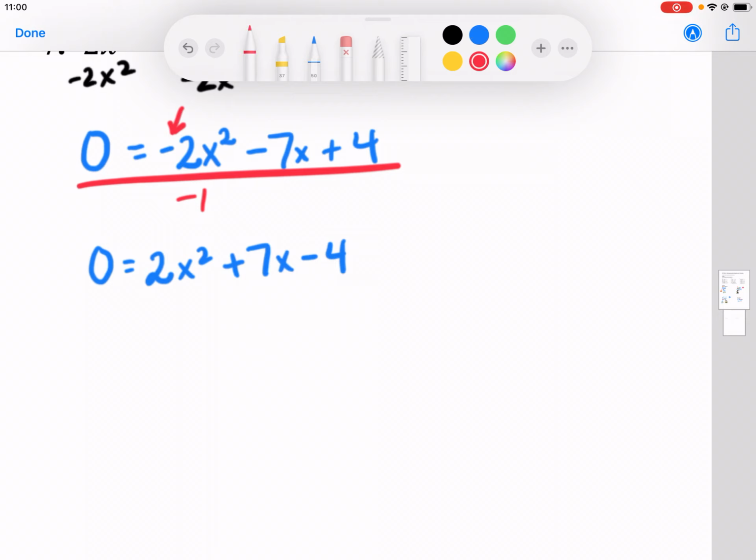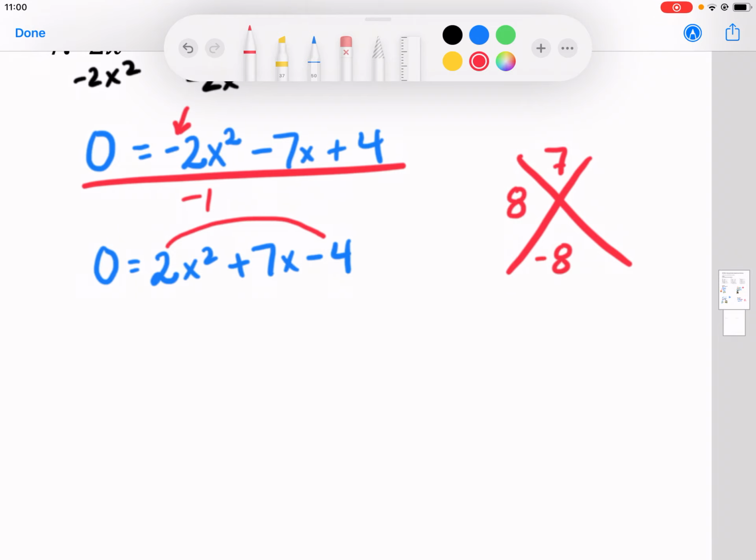Okay, so now we're set up to be able to do our little factoring technique. So you multiply the first number by the last. So 2 times negative 4 is negative 8. We put the 7 on top. And then we're finding factors of negative 8 that add up to 7. So that will be a positive 8 and a negative 1.